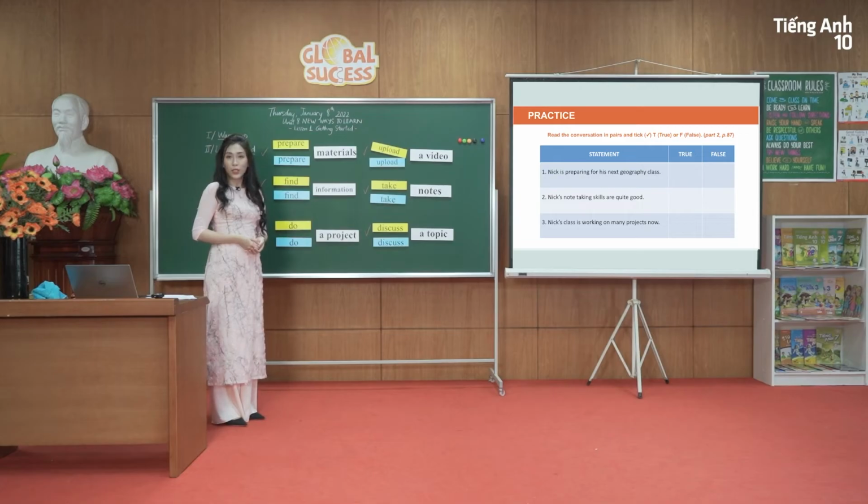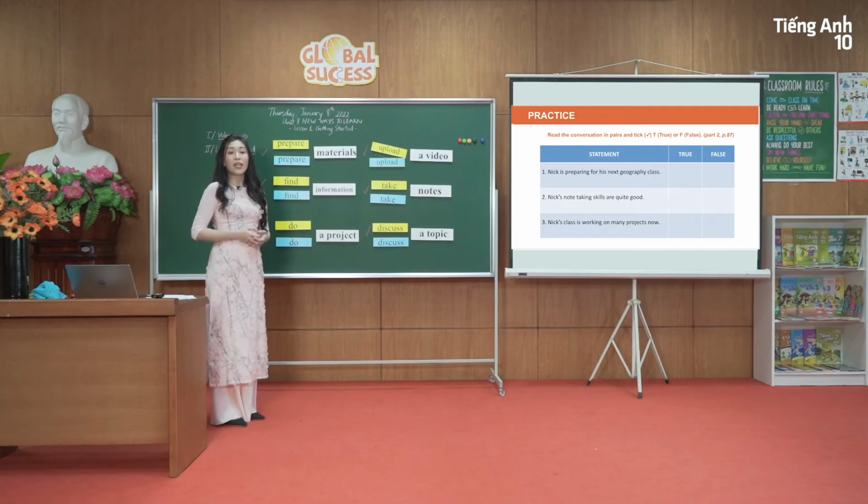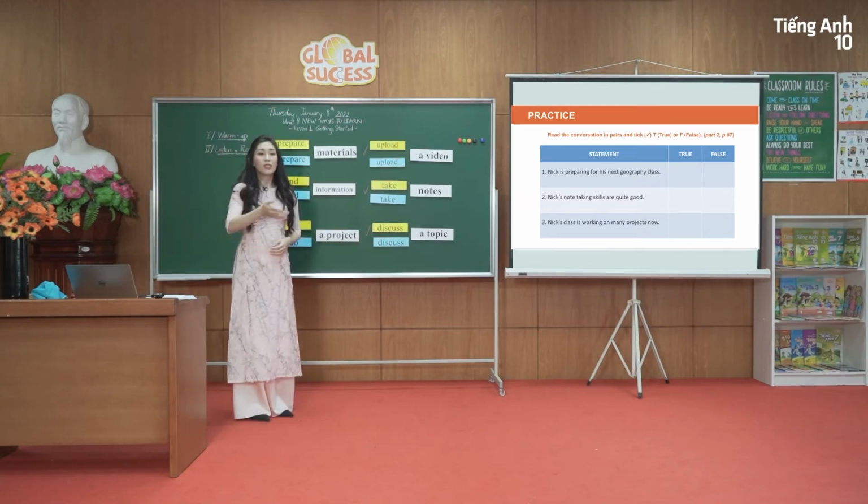Now look at part 2 in your textbook, page 87. I would like you to read the conversation again and decide if the statement is true or false. But before you do the task, there are 4 steps that you can do to find the information easier. Now look at the screen. I have 4 steps here in a random order. Now you work in pairs and put them in the correct order. You have 2 minutes. So Lan, can you tell me what the first step is?